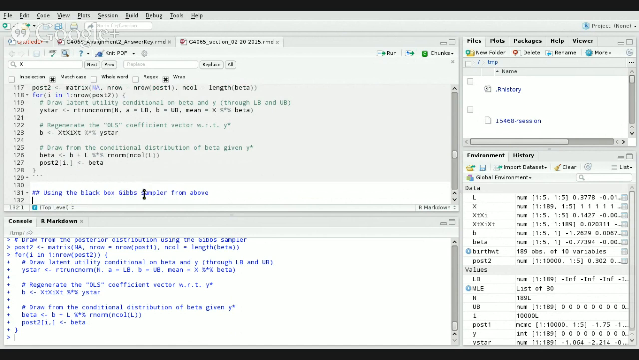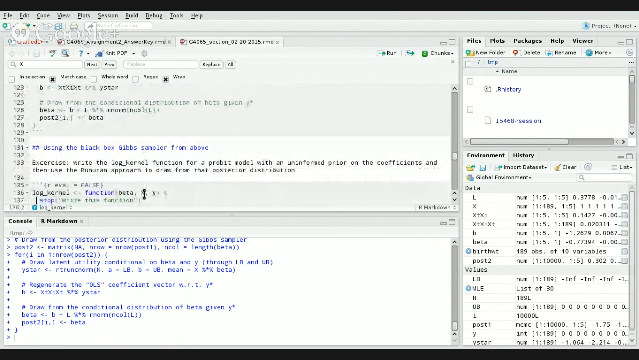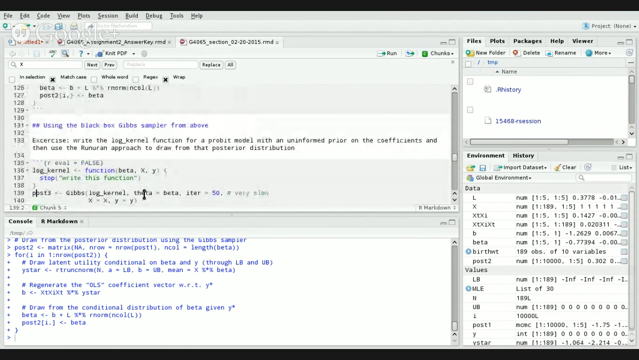In principle, we could compare it to that thing where I wrote the Gibbs sampler. We're not actually going to do that because it's really slow. But as an exercise, why don't you try to write in that function there what would be the kernel for this posterior distribution?